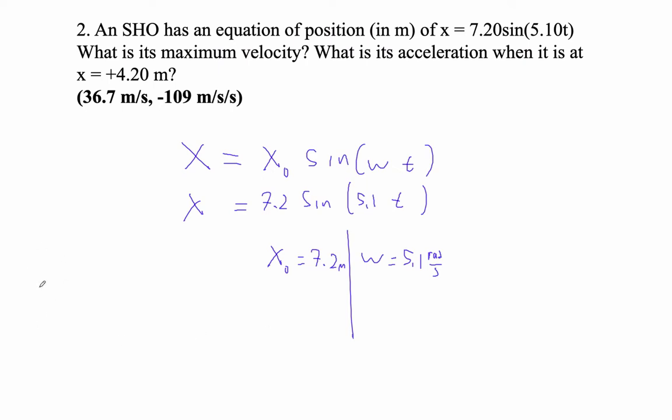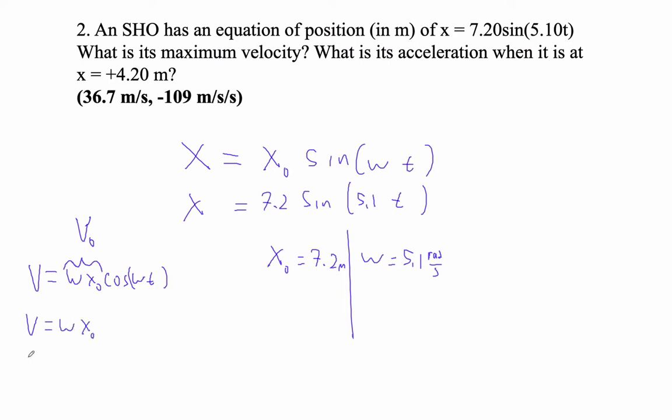The easiest way to do this is to look at this formula. V is omega x naught cos omega t, right? This coefficient in front of the cos, that is the maximum velocity. If we called it v naught, like maximum position is x naught, right? So we can just do that.